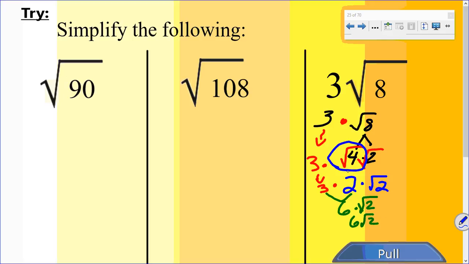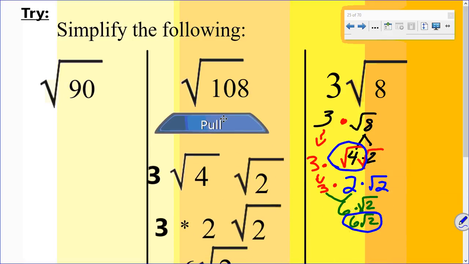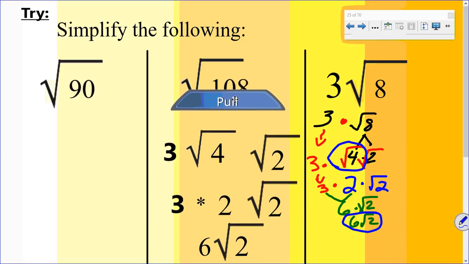Nice. So that one required a little more work because we had an extra 3 out on the outside that we had to multiply by. So let's see what we got down here. It comes up pretty good. I'll put it over here so you can see what we did.